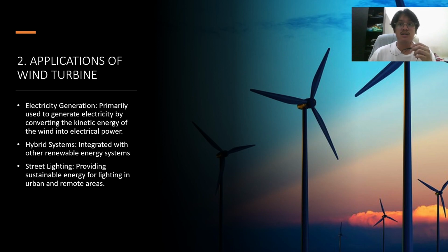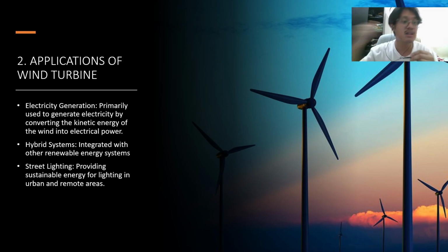Next, wind turbines could also be used in hybrid systems. Hybrid systems are basically systems where there are two or more different kinds of renewable energies, such as wind turbines and solar panels, or wind turbines and hydropower plants. Hybrid systems ensure a more reliable and continuous power supply to the grid.